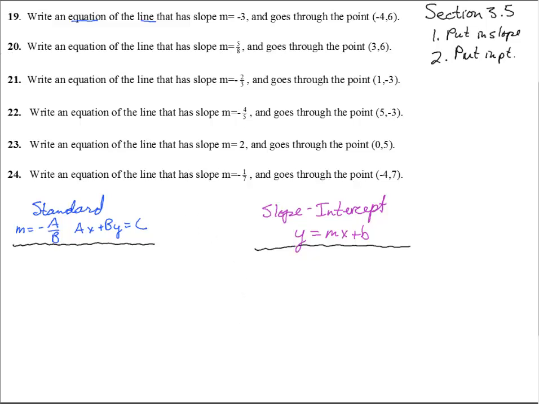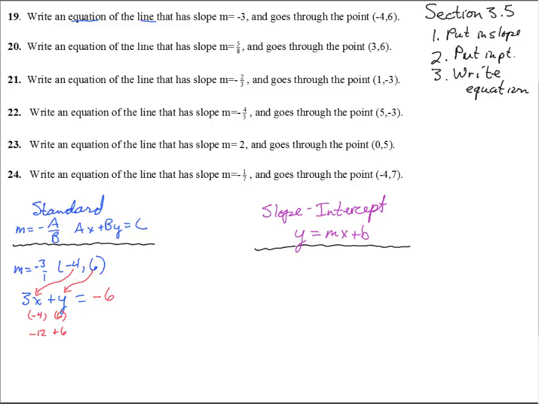So we start with, we've got the slope is -3 over 1, and we're going through the point -4, 6. So first we put in the slope. So we have 3x plus y equals, and we don't know what it equals yet, but we do know that this number has to be able to go in there and that go in there. So we get 3 times -4 plus 6. That's 3 times -4 is -12 plus 6 equals -6. So that third step, write the equation, is 3x plus y equals -6.